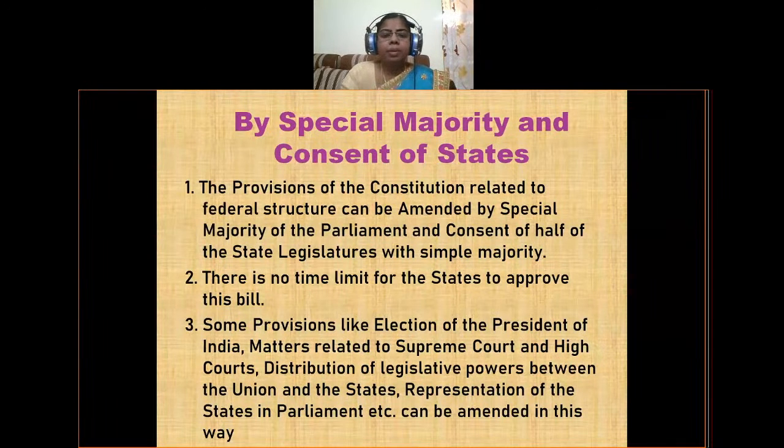Okay, so next, representation of the states in parliament. Okay, so the representation of all the states in the parliament houses is not equal. Equal representation to all the 28 states is not there in our parliament. So based on the population, the seats of the parliament can be decided. So this representation in the parliament can also be changed, can also be amended through this method. That means through a special majority and consent of states.